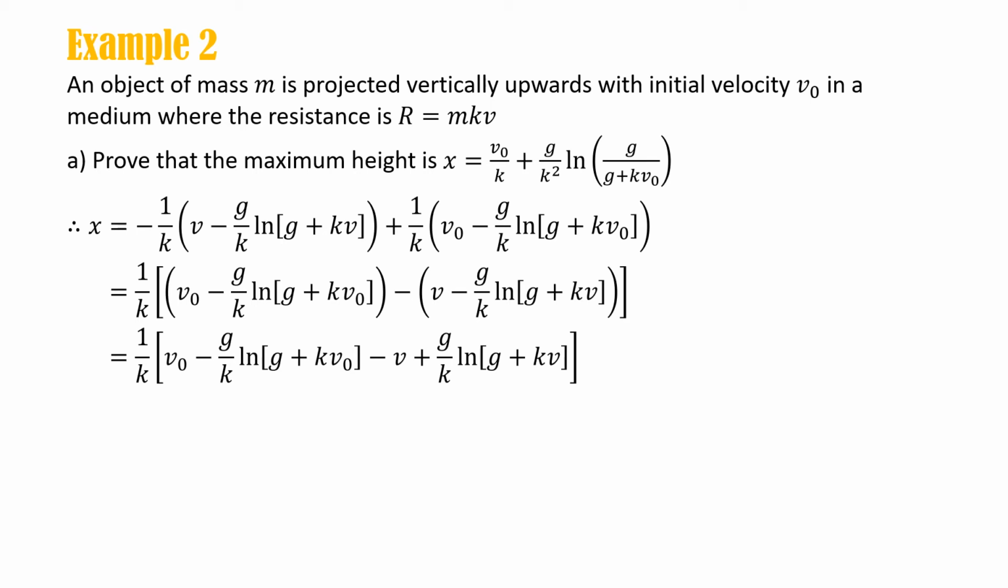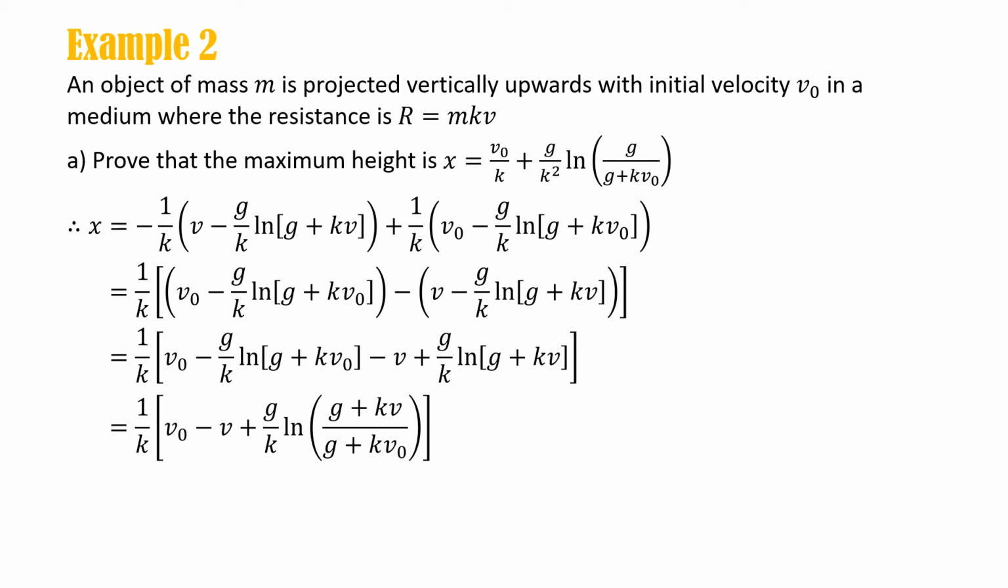All right, so what have we got there? I don't want to simplify by multiplying through that 1 on k. Let's leave that alone. Let's just look at what we've got inside those square brackets. So I've got v0 minus v, and then I've got a negative and a positive of my g on k times the natural log of individual things. So if I've got a negative and an addition, well, then my log rule says that it's just going to be my positive one divided by the negative one. So that gives me plus g on k times the natural log of the positive one, g plus kv, divided by the negative one, g plus kv0.